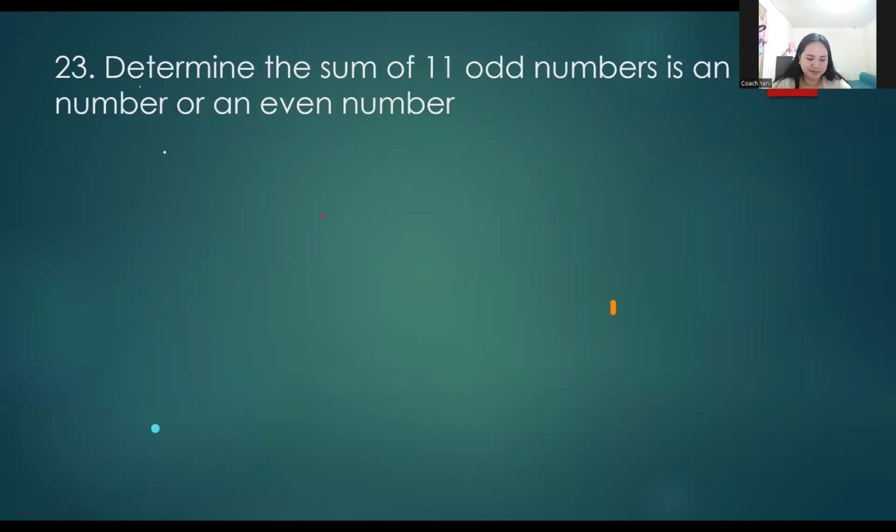All right. Number 23. Determine the sum of 11 odd numbers, if it is an odd or even number. How did you solve this? Does anyone know? I try. Yeah, Seth, how did you solve this?